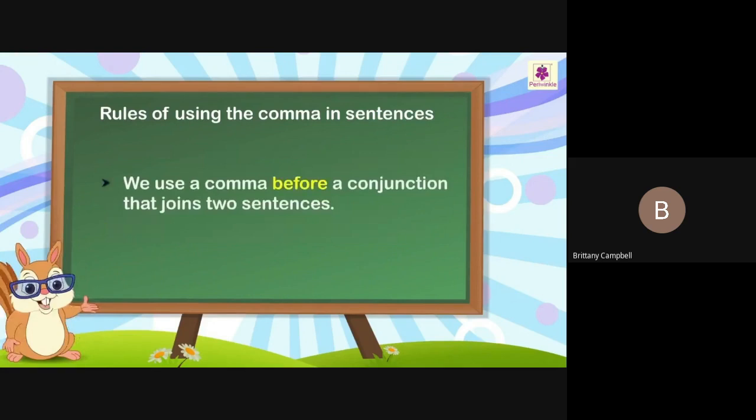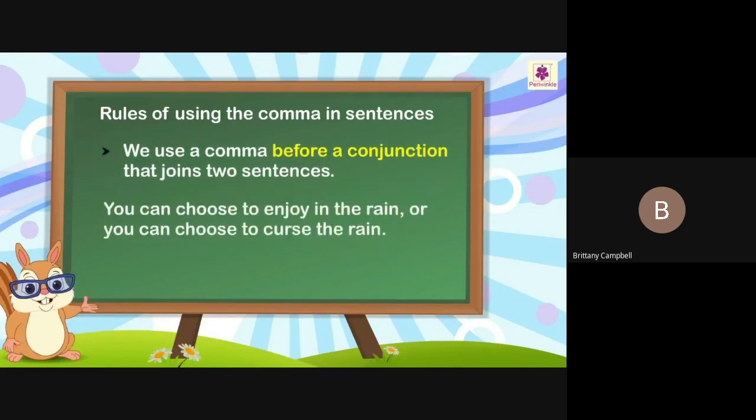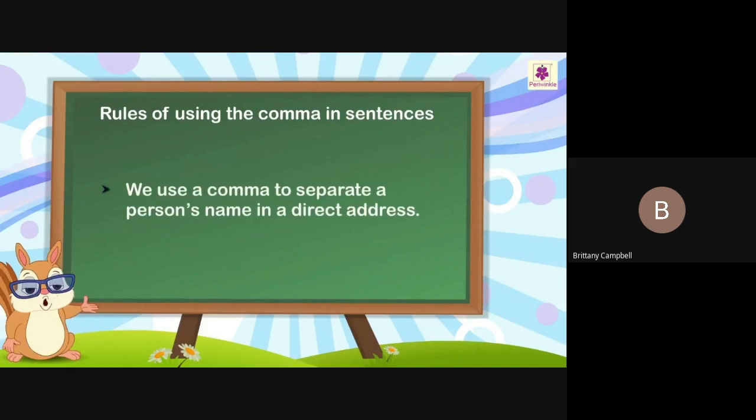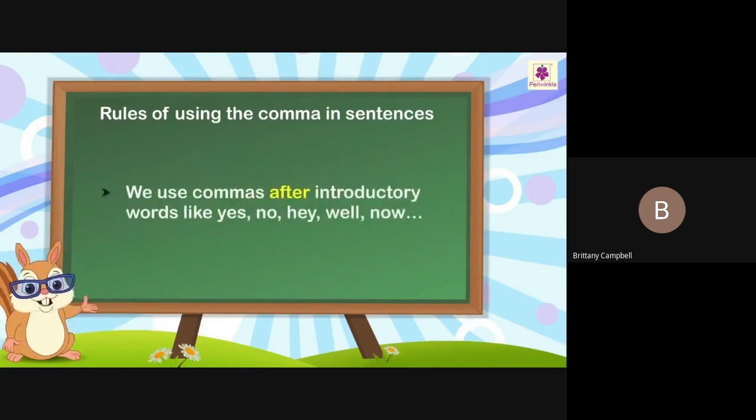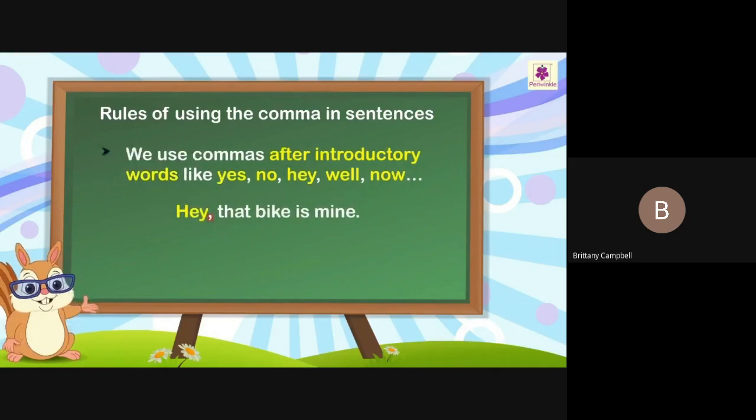We use a comma before a conjunction that joins 2 sentences. For example, you can choose to enjoy in the rain, or you can choose to curse the rain. We use a comma to separate a person's name in a direct address. For example, would you like to answer this question, Fatim? We use commas after introductory words like yes, no, hey, well, now. For example, hey, that bike is mine.